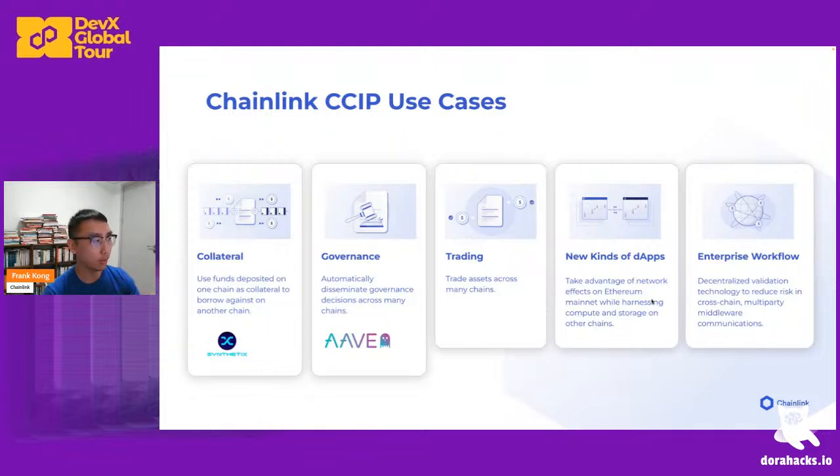And maybe you can collateralize your asset on chain A and get some liquidity on chain B, and then save this liquidity in the protocol on chain C and get the reward on chain D, and that is possible. I mean, there are going to be a lot of opportunities for developers to build this kind of new dApp. Okay.